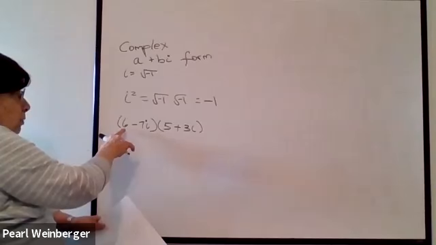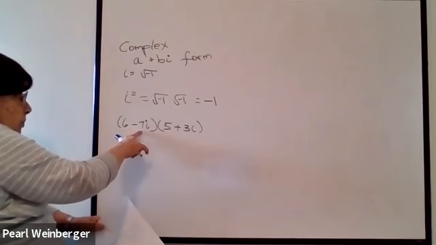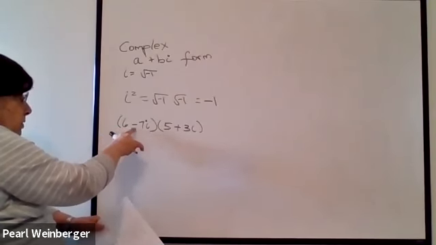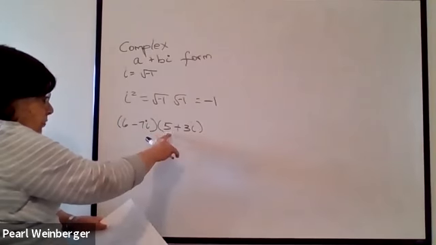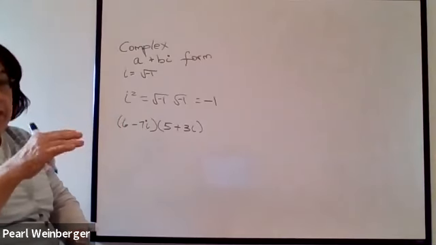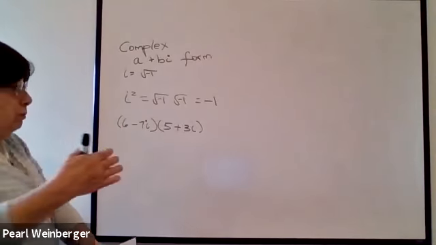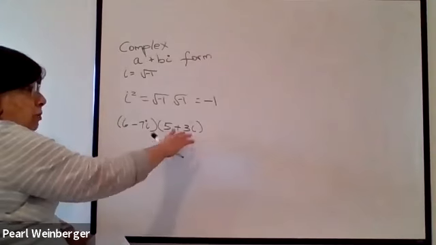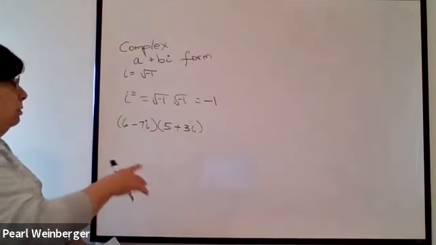Your a would be 6 and your b would be negative 7. This is really 6 plus negative 7i. And this is 5 plus 3i. They are numbers in the form of a plus bi, and we're going to multiply them. They are binomials, so we're going to use FOIL.